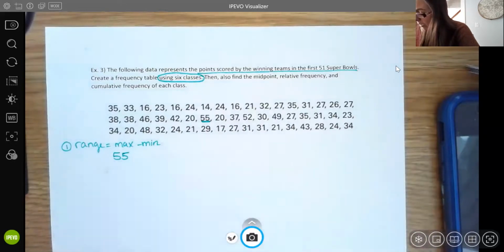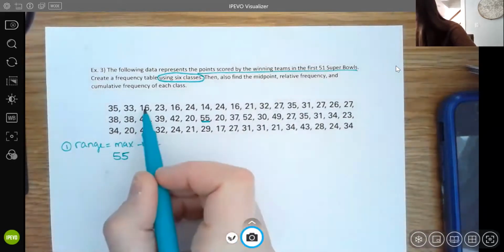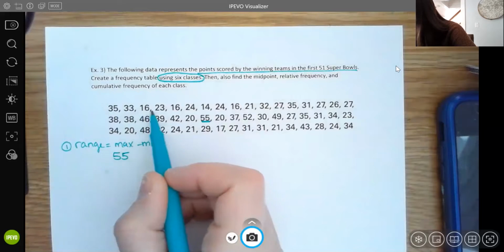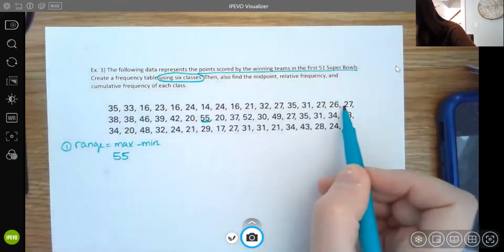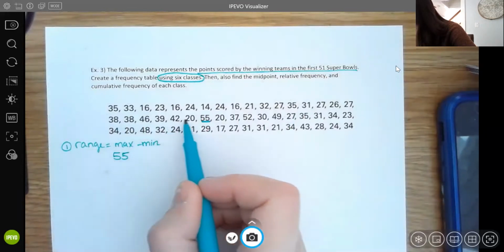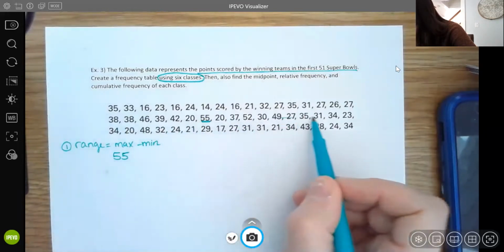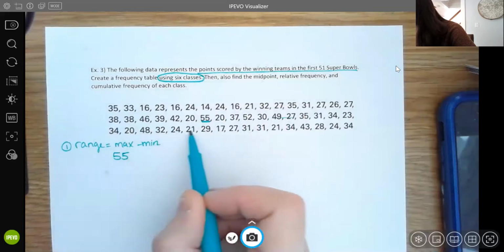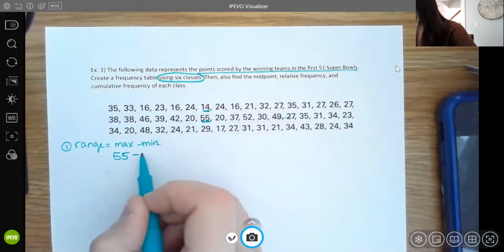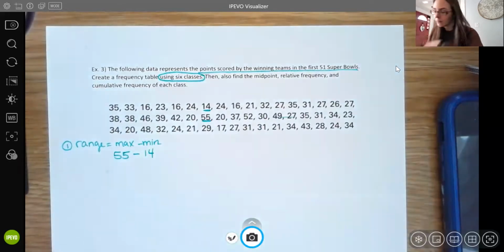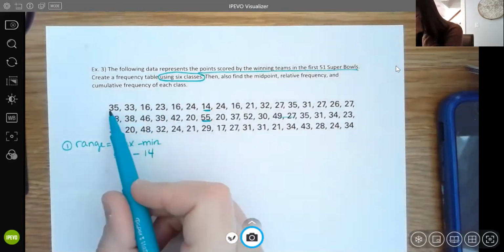Okay, then I need my min. All right, so I see a 16 so far as my smallest. I see a 14, that's smaller. I see a 17. It looks like 14 is going to be the smallest, but again, let's double check that one more time. I'm looking for anything smaller than 14.